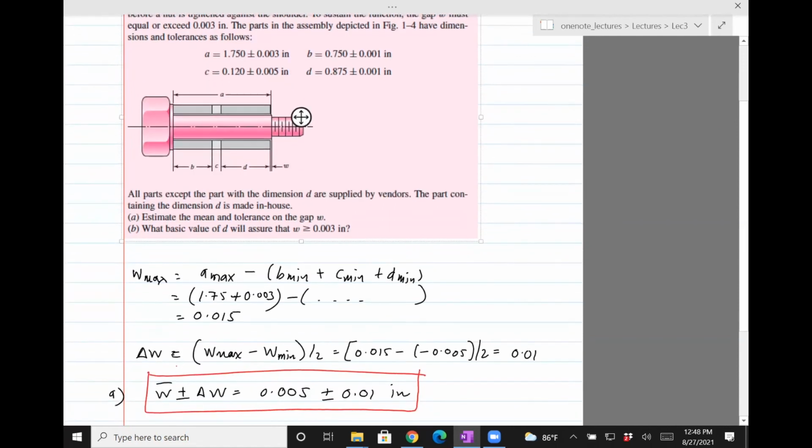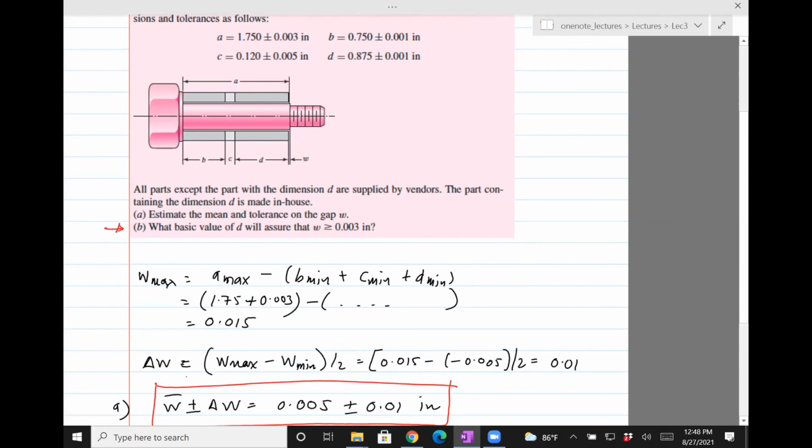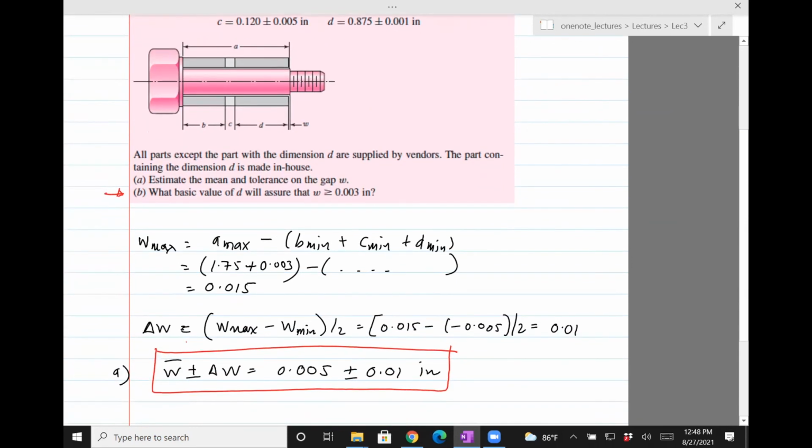Okay, so the next part, what basic value of D will ensure that W is greater than 0.003? So what it says is that no matter what the situation is, W should be greater than 0.003. So the limits should be greater than 0.003. Clearly, if the minimum limit is reached, then the maximum limit is automatically reached.